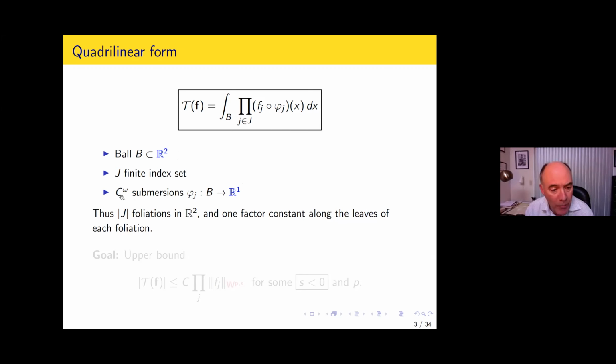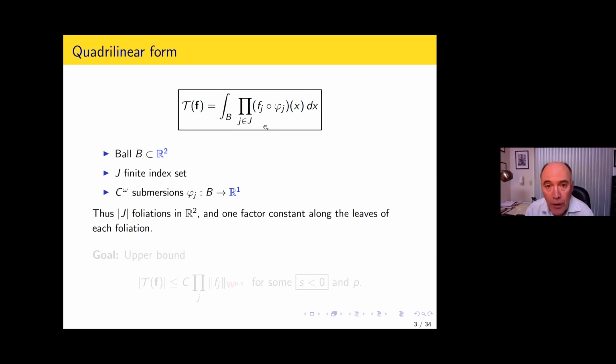I have real analytic submersions, V_j, from R^2 to R^1. And so the level sets of each submersion define a foliation. So I have finitely many foliations of a ball in R^2. You should think of these foliations as having pairwise transverse leaves. And for each foliation, I have one factor which is constant along the leaves of that foliation. Okay, so geometrically, it's a somewhat complicated situation.